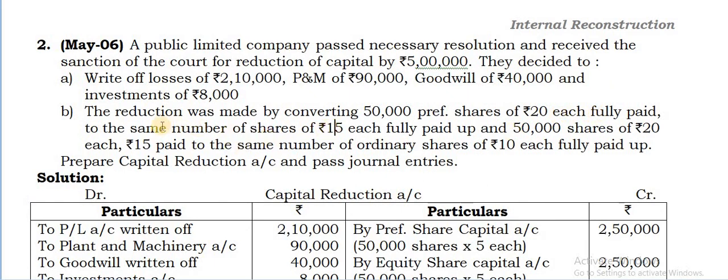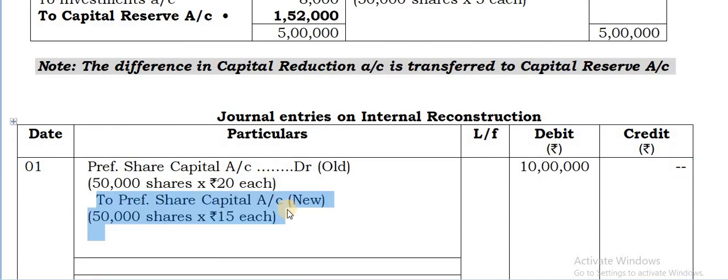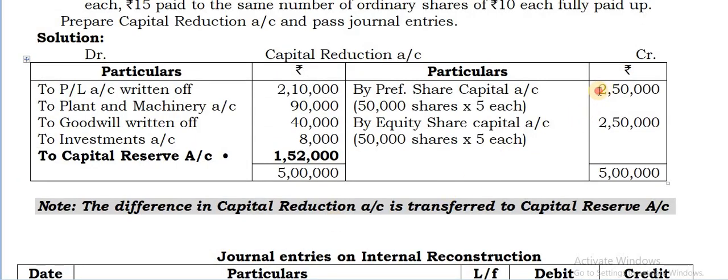15 rupees each. Same number of 15 rupees each, he says. Take that as the new capital. Again give a credit to preference share capital account. Here 50,000 shares into 15 each. So how much is that? That gives you 7,50,000.